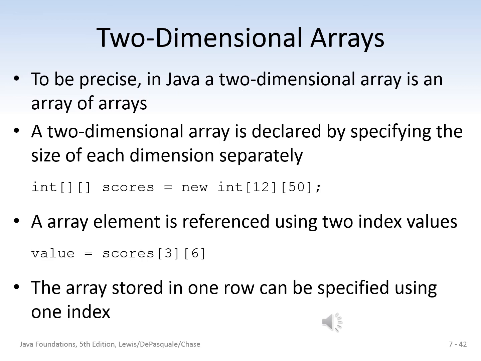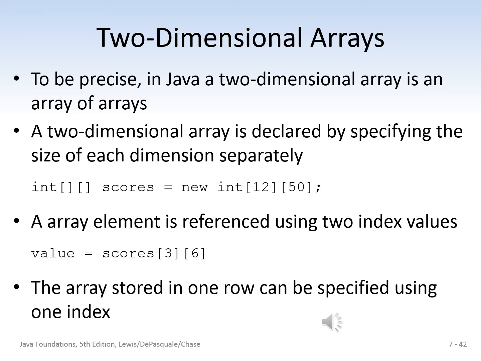So as I mentioned previously, in Java, a two-dimensional array is an array of arrays. A two-dimensional array is declared by specifying the size of each dimension separately. So here we've got the constructor to declare a two-dimensional array of integers whose name is scores. And it's going to be a 12 by 50 array, which means it will hold 600 elements.